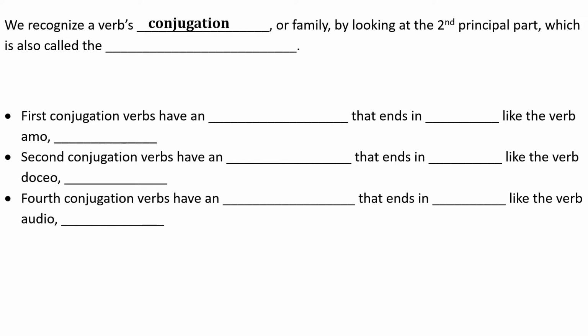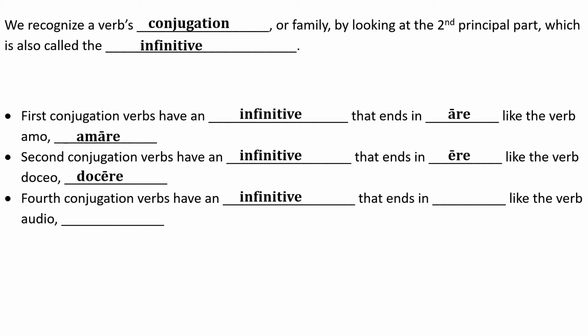We recognize a verb's conjugation or family by looking at the second principal part, which is called the infinitive. First conjugation verbs have an infinitive that ends in long are, like amo, amare. Second conjugation verbs have an infinitive that ends in long ere, like the verb doceo, docere. And fourth conjugation verbs have an infinitive that ends in long ire, like the verb audio, audire.